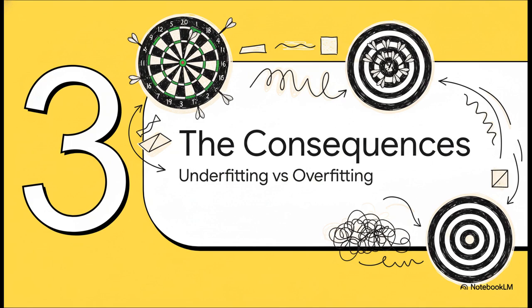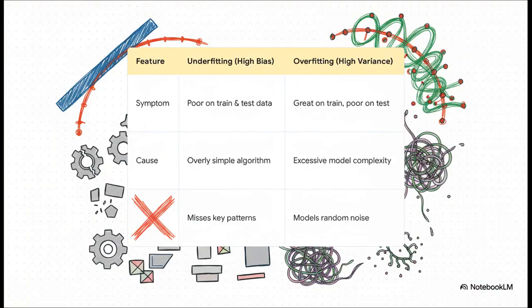Well, this brings us to two of the most critical concepts you'll ever hear about: underfitting and overfitting. This table really lays it all out. So on the left, you've got underfitting. That's our high bias friend. The symptom here is that the model is just bad. It performs poorly on the training data and on new data. It's just not getting the picture.